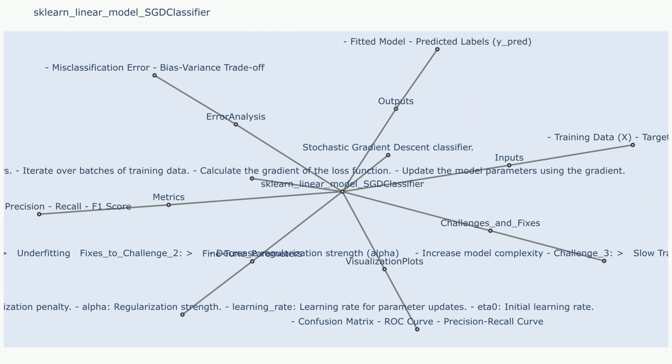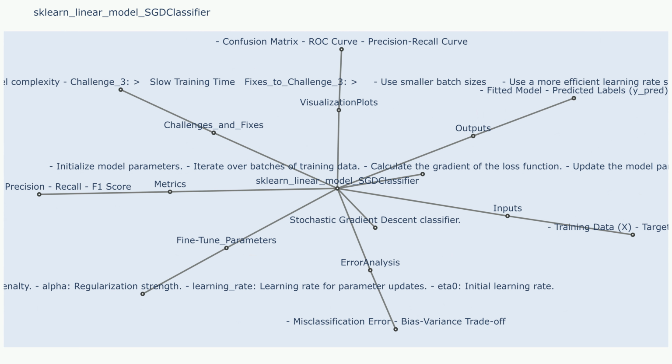Challenges and fixes. Challenge 1. Overfitting. This occurs when the model learns the training data too well, resulting in poor performance on unseen data. Sample use case. A model trained on a small dataset might overfit and struggle to generalize to new samples.